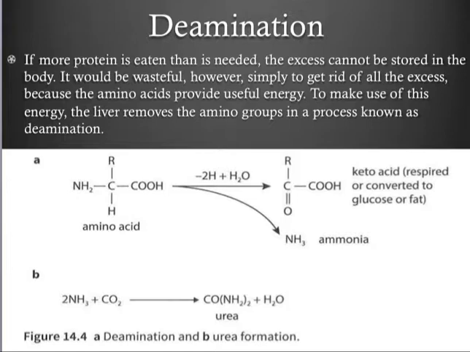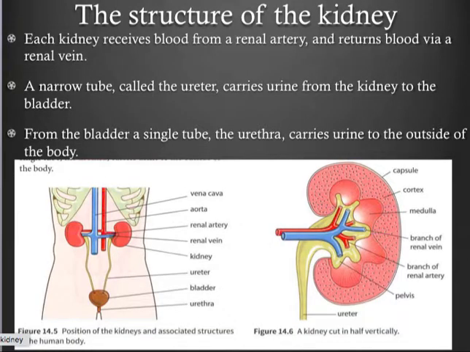Okay, so this figure here shows the position of the kidneys in the body, together with their associated structures. Each kidney receives blood from a renal artery and then returns blood via a renal vein. There's a narrow tube called a ureter, which carries urine from the kidney to the bladder. And then from the bladder, a single tube, the urethra, carries urine to the outside of the body.